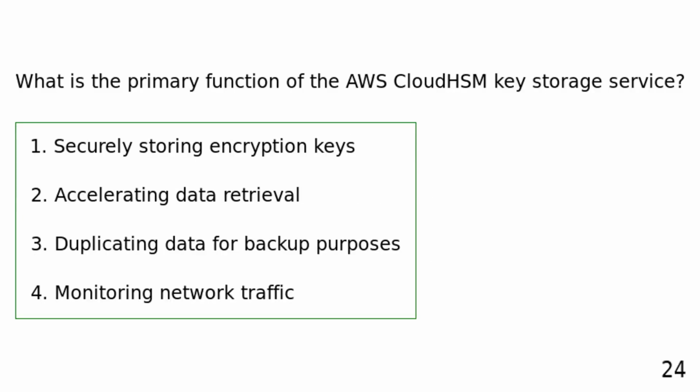What is the primary function of the AWS CloudHSM key storage service? Securely storing encryption keys. Accelerating data retrieval. Duplicating data for backup purposes. Monitoring network traffic.